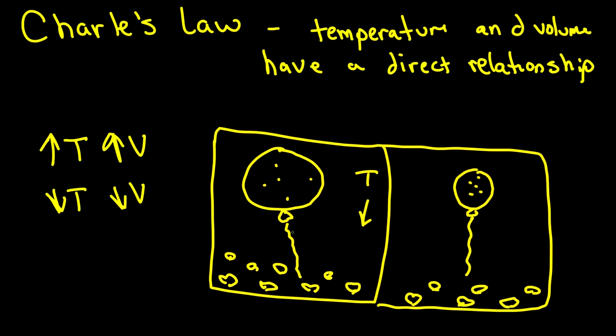Now, just like the last law, since this has a relationship, there's going to be a formula for it. So Charles' law formula is going to be the original volume divided by the original temperature set equal to the new volume over the new temperature.